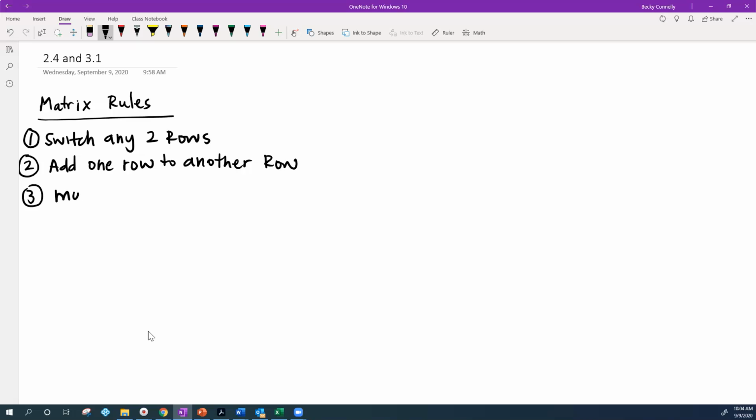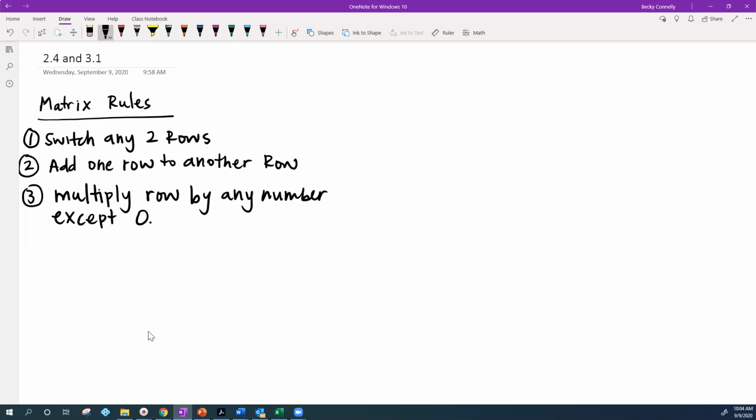Then you could multiply the row by any number except 0, because if we multiply by 0, we just get zeros all the way across, so that doesn't really help us.